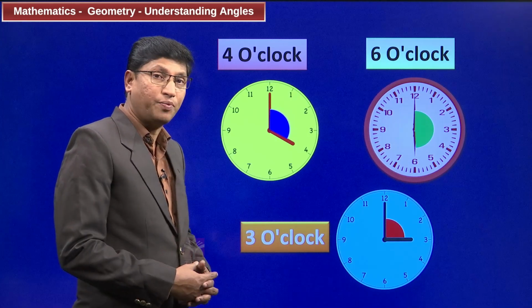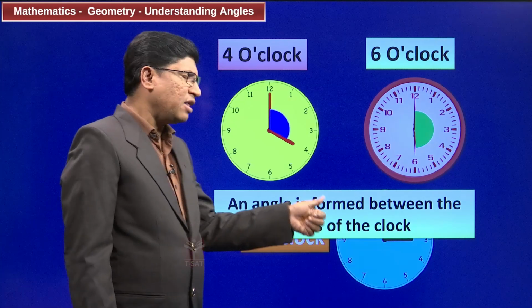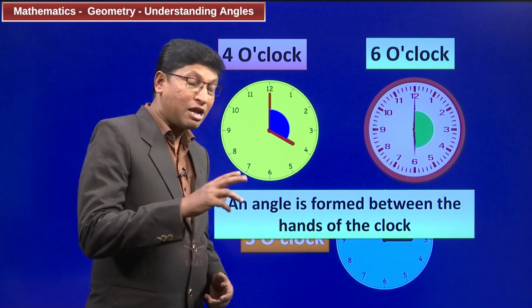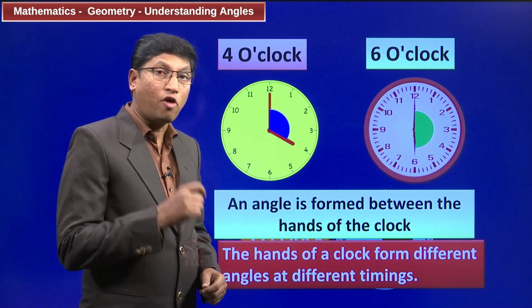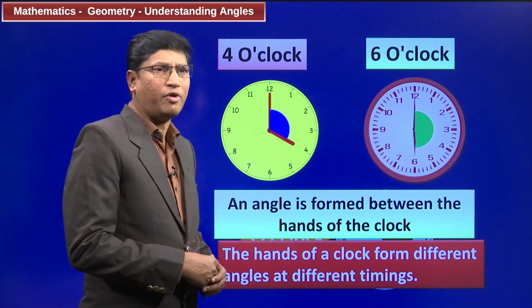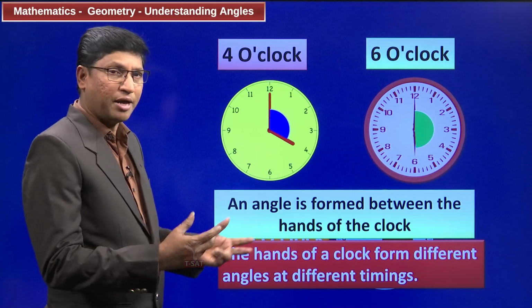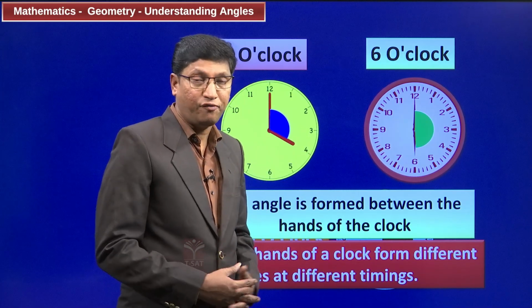Take a look at those figures very carefully. So here if you notice, an angle is formed between the hands of a clock, and also you will see that the hands of the clock form different angles at different timings. At 3 o'clock it was some angle, at 4 o'clock it was some other angle, and at 6 o'clock, if you notice, it also forms a different angle.